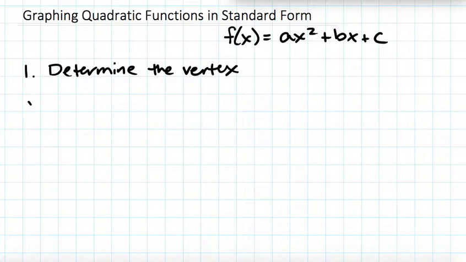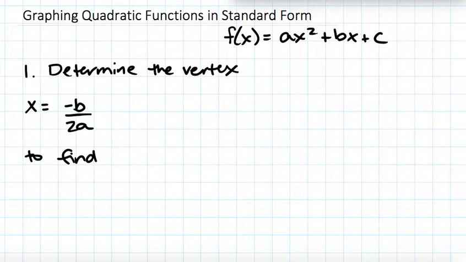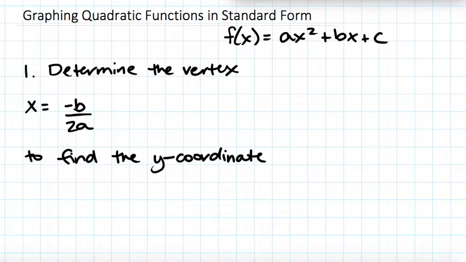To find the x-coordinate of the vertex, you do negative b divided by 2a. So you plug in the a in front of x squared, you plug in the b which is in front of x, and then simplify this to find the x-coordinate of the vertex. Then you want to find the y-coordinate of the vertex so that you can plot the point. To find the y-coordinate, you plug the x-coordinate into the function.